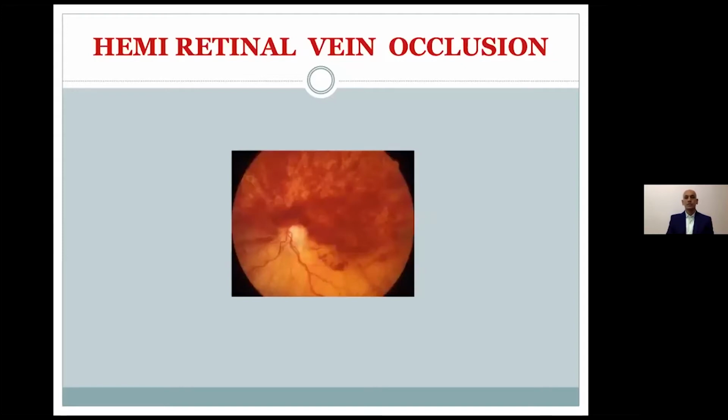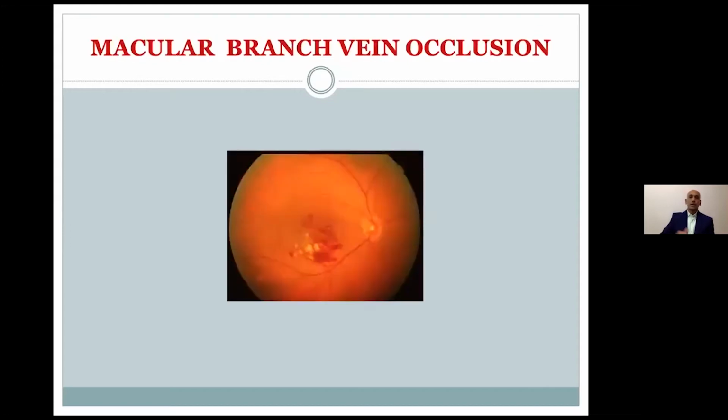Then there are hemiretinal vein occlusions. In a few eyes, the central retinal vein branches before it enters the optic nerve head, so one of these branches can get blocked, and either the superior or the inferior half of the retina is involved. The other one is the minor branch retinal vein occlusion, what we call macular branch vein occlusion. When a small tributary in the macula gets occluded, that leads to hemorrhages, cotton wool spots, macular edema, and a drop in vision.